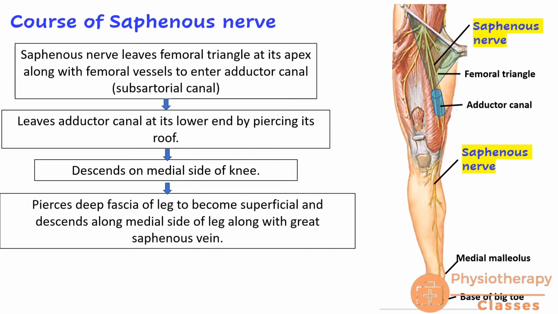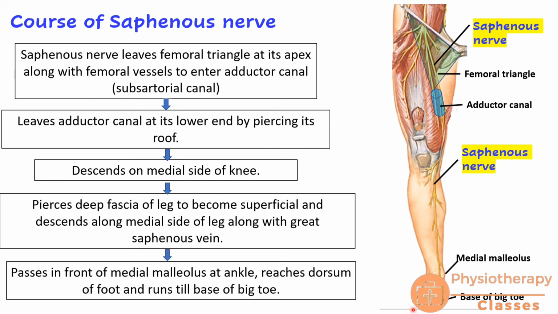Then it passes in front of the medial malleolus and reaches the dorsum of the foot and will run till the base of the big toe. So this is the course of saphenous nerve.